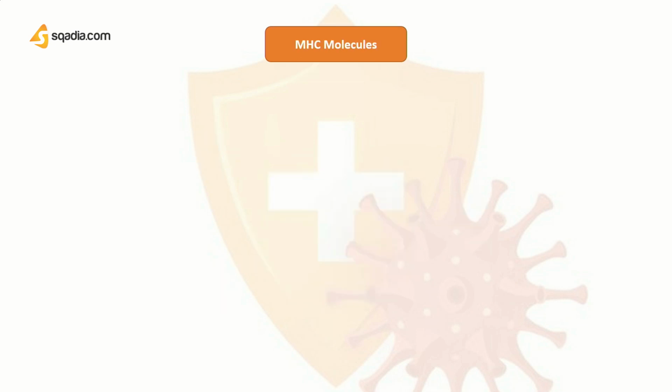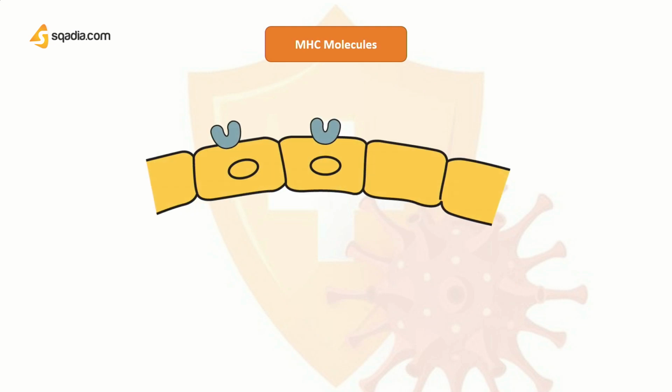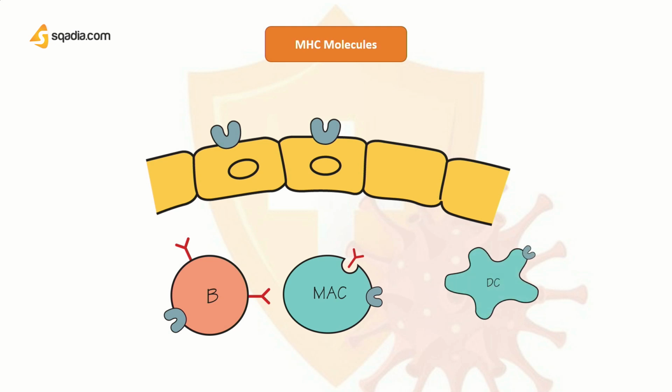Lastly, we have the MHC molecules. These come in two types. MHC class 1 molecules are expressed on all nucleated cells, while class 2 MHC molecules are normally found only on B lymphocytes, macrophages, and dendritic cells.